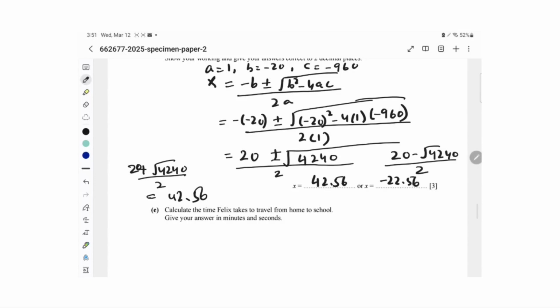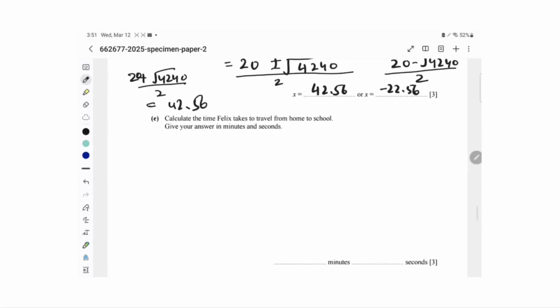Okay, calculate the time Felix takes to travel from home to school. Give your answer in minutes and seconds. Okay, so we know that its time was 720 over x minus 20. So we'll take the positive number, which is 42.56. 720 divided by 42.56 minus 20.